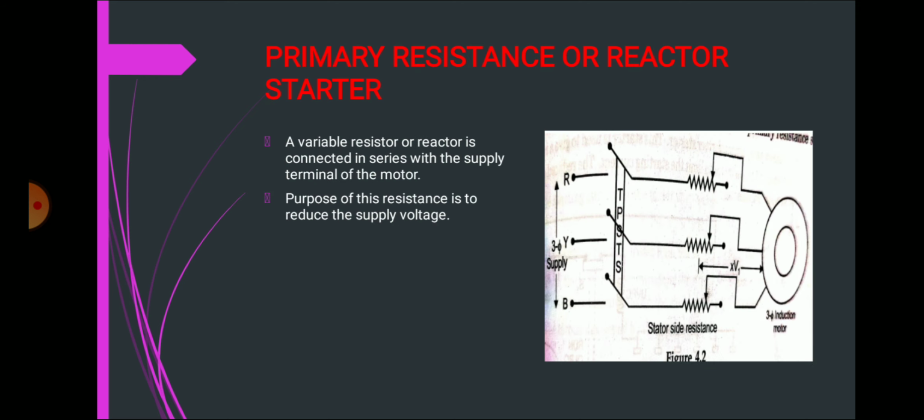The next one is the primary resistance or reactance starter. A variable resistance or reactance is connected in series with the supply terminal of the motor. The purpose of this resistance is to reduce the supply voltage. This reduced voltage is given to the motor terminal. The reduced voltage limits the starting current. If the voltage across the terminal is reduced by 50%, then the starting current is reduced by 50%, but torque is reduced to 25% of the full load value.